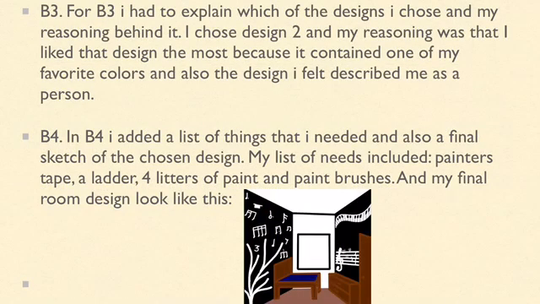B3. For B3, I had to explain which of the designs I chose and my reasoning behind it. I chose design 2, and my reasoning was that I liked that design the most because it contained one of my favorite colors and also the design I felt described me as a person. B4. In B4, I added a list of things that I needed and also a final sketch of the chosen design. My list of needs included painter's tape, a ladder, 4 liters of paint, and paintbrushes, and my final room design looked like this.